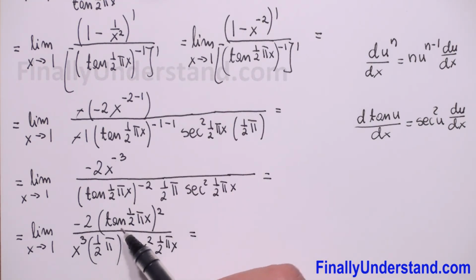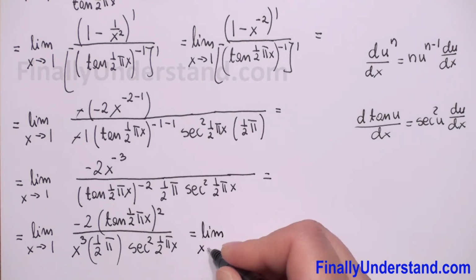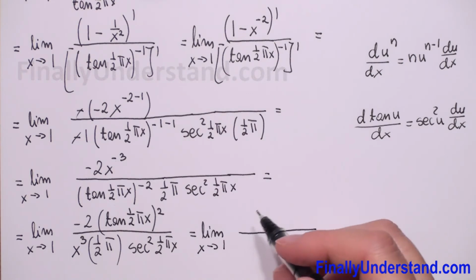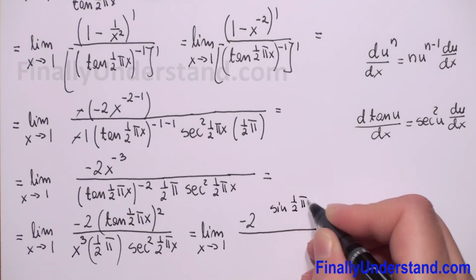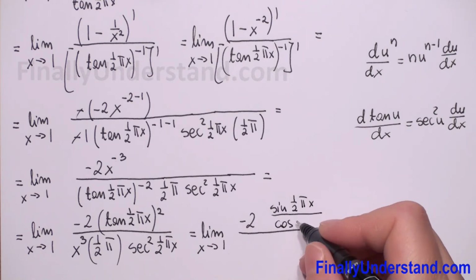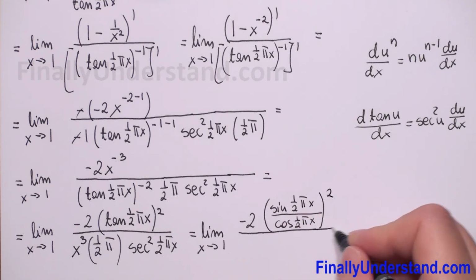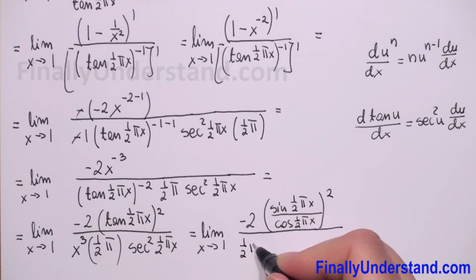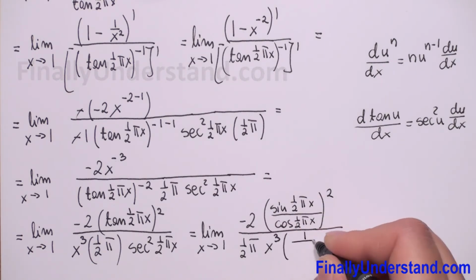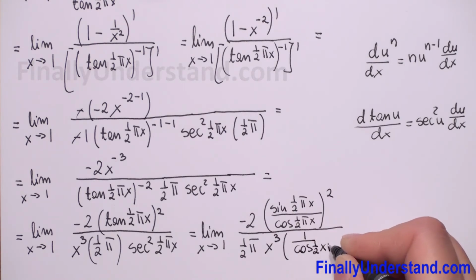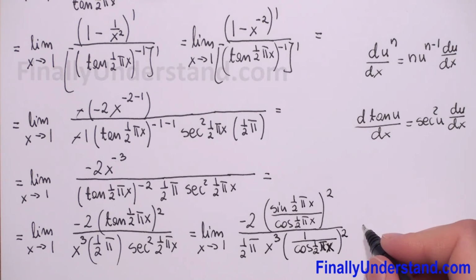This is equal. Tangent we can rewrite to sine over cosine. So we have limit as x approaches 1 of negative 2 times sine of 1/2 of pi x over cosine of 1/2 of pi x square, and we have 1/2 pi times x cube times secant square. It means we have 1 over cosine of 1/2 of pi times x square. So this is equal.